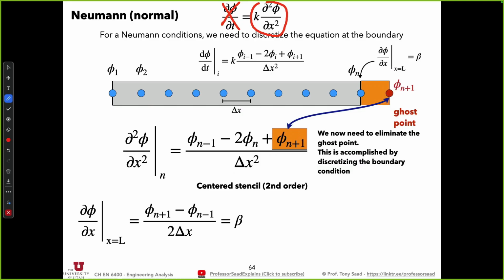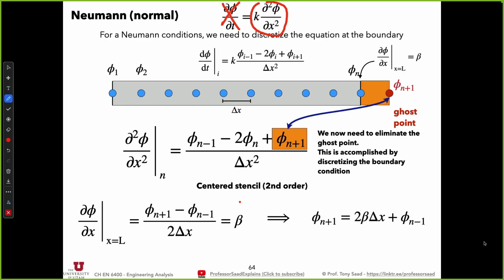So if we do a central one on the Neumann condition, what you get is d phi by dx at point n is phi n plus 1 minus phi n minus 1 over 2 delta x equal beta. So you know beta, you know phi n minus 1 is part of the solution, and we are left with phi n plus 1 that we need to relate to beta and phi n minus 1. So you can go ahead and do that.